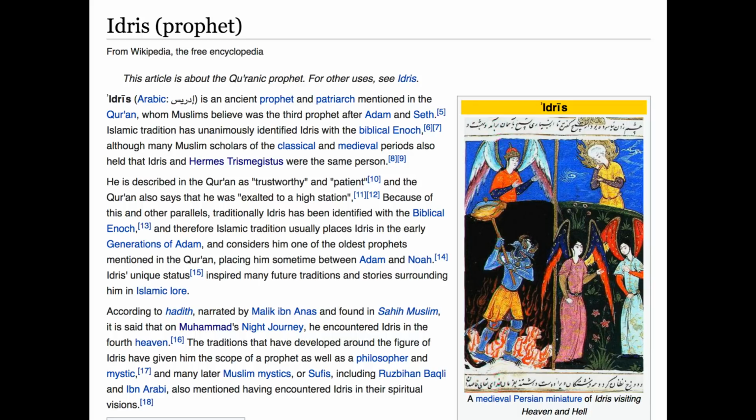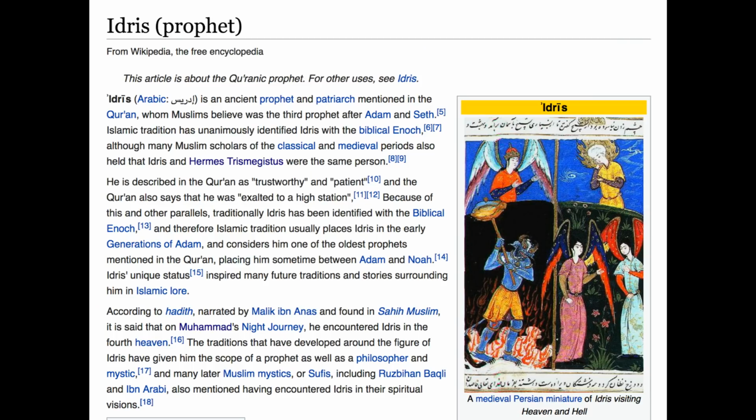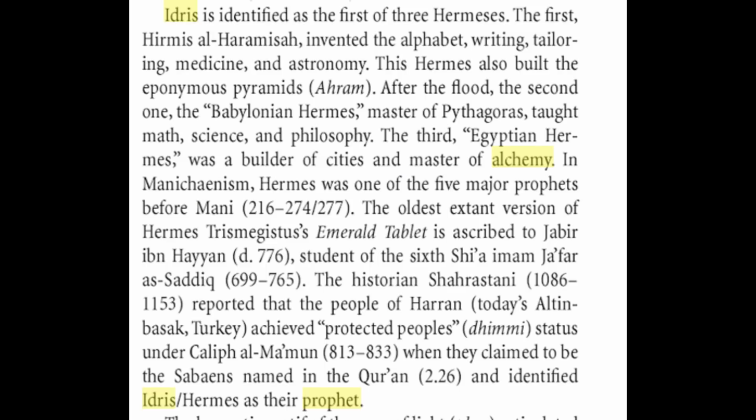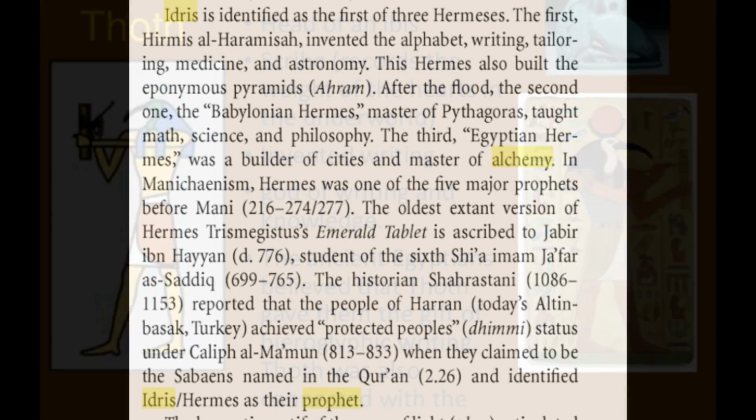So we haven't got into Islam and how Thoth helped create this, but as you can see already, Hermes has a lot of influence in this Islamic tradition. So we're going to get into this a little more in depth later. So let's continue. So it says here, Idris is identified as the first of 3 Hermeses. The first, Hermes al-Haramisa, invented the alphabet, writing, tailoring, medicine, and astronomy, just like Thoth did, right? Inventor of writing and medicine and astronomy.